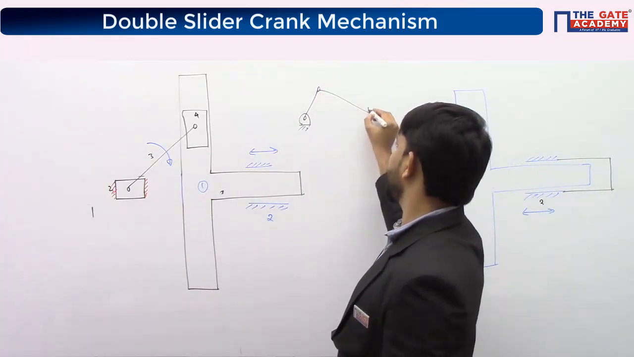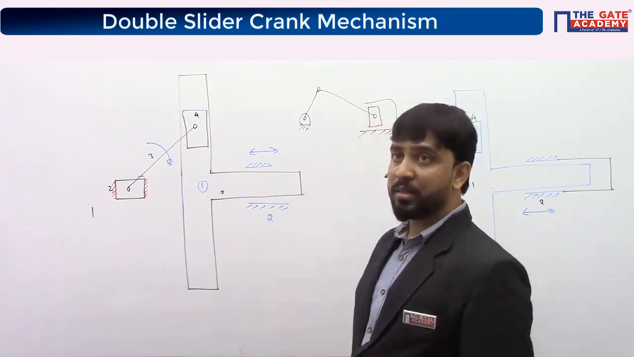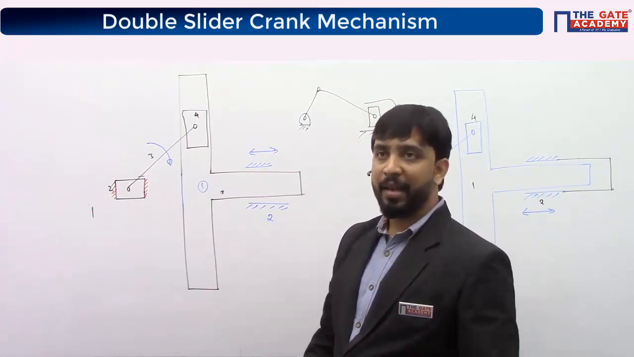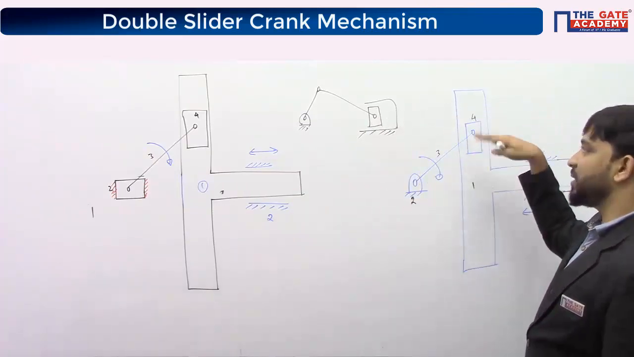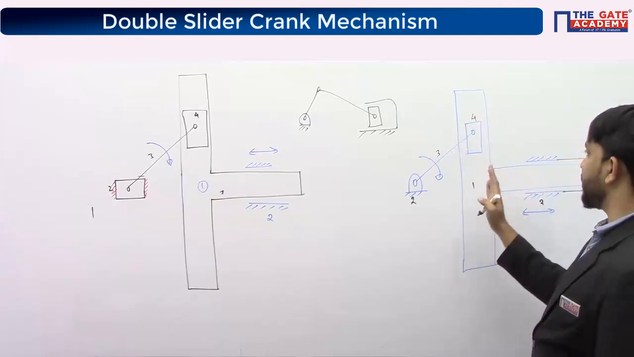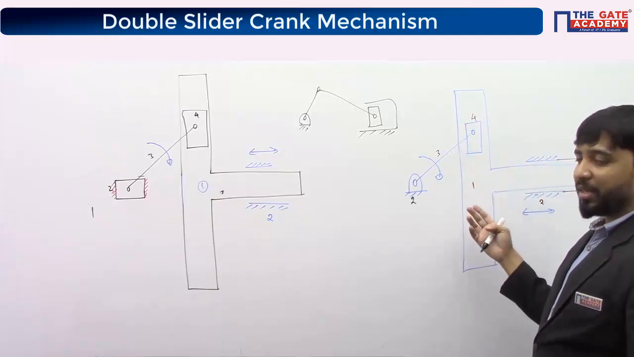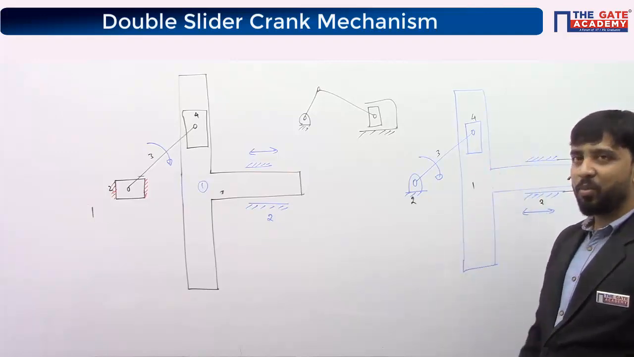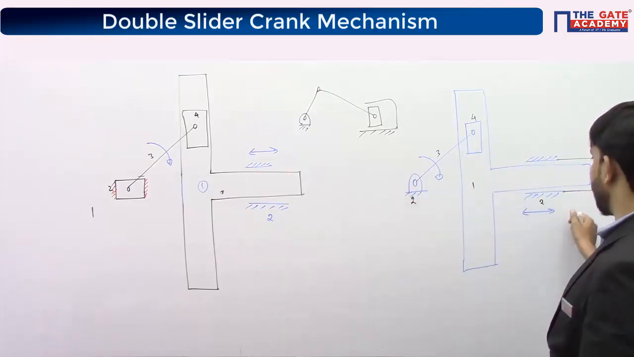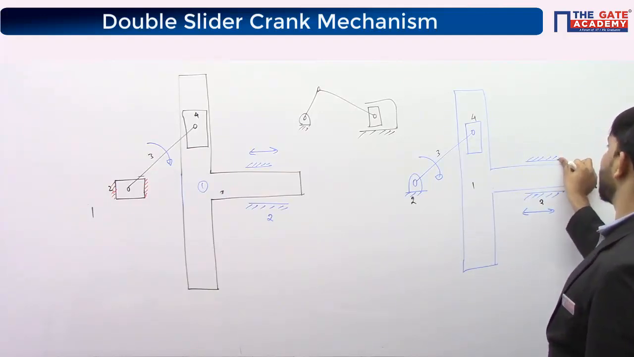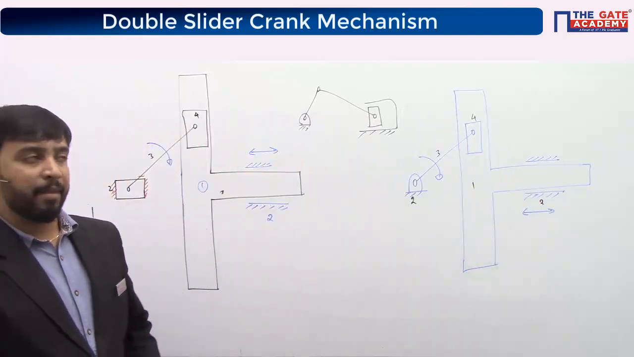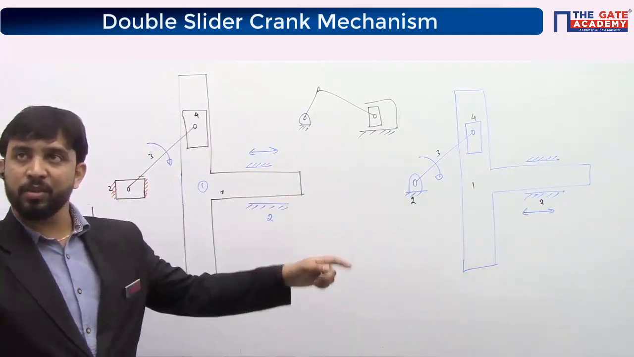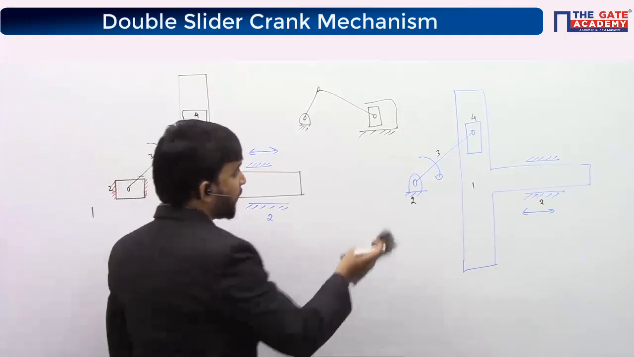Because in a single slider crank mechanism, there is only one sliding pair, so only one reciprocating mass. So there is less wear and tear and less unbalanced forces. Here there are two reciprocating masses. So this is reciprocating as well as this is reciprocating. There will be unbalanced forces in this direction, and unbalanced forces in this direction. And at the same time, since these are two sliding pairs, more wear and tear, okay? So there is only one sliding pair, so that is a better design than this. So we'll be using that as an IC engine. We don't use this one. This can also be used as an IC engine, but it's not recommended.